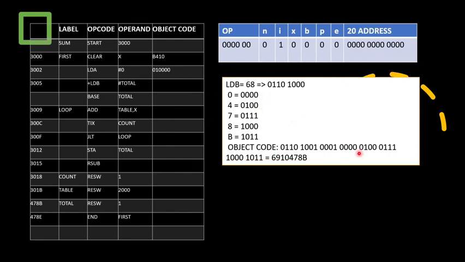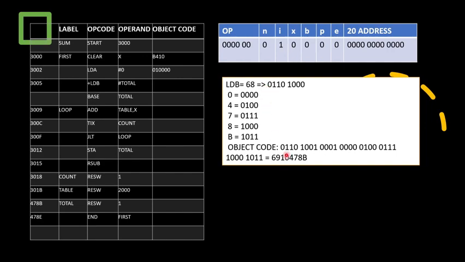So we have to get a 20-bit address, and here we have the 6 most significant bits of this, which means the first 4 would be 4 plus 2 is 6, and then we have 9, and then 10478B. Here we have 1 from IXBPE, so the next 4 significant bits we get that.